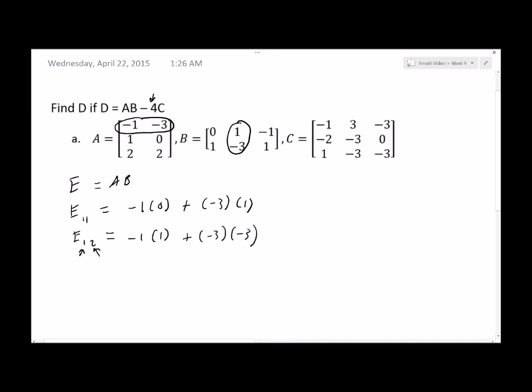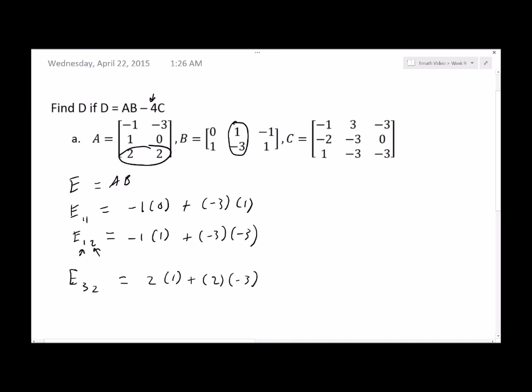Alright, and now say we wanted E32. So it's the third row of the first matrix and the second column of the second matrix. So that'll be 2 times 1 plus 2 times negative 3. Just like that. Now, you would do that for all the terms, so it's a lot of work.